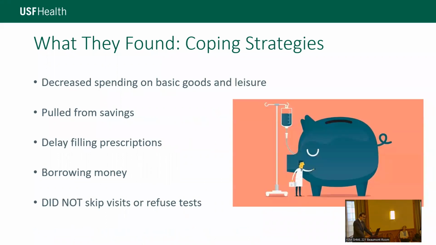And then looking at the coping strategies that their patients went through, those in the high financial toxicity group were more likely to decrease spending on basic goods and leisure. They'd pull from their savings, delay filling prescriptions, and borrow money. But in contrast to that initial survey or initial review that I mentioned, these patients did not skip visits or refuse tests, which I think is unique and interesting, that we were fortunate to have such a diligent and fervent group of patients that are willing to find ways to be compliant with their care.